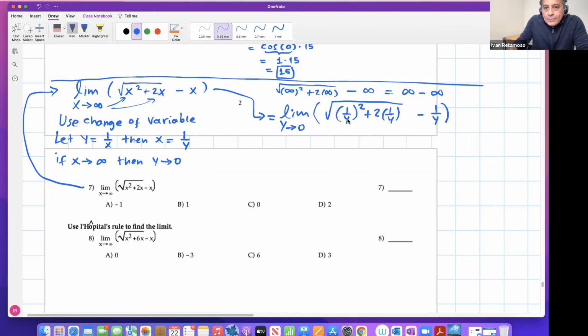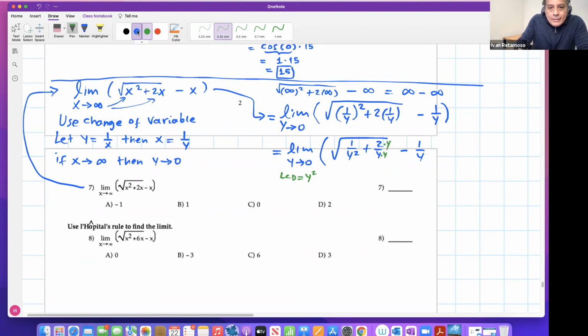Let's do the algebra here, which is a little bit cumbersome, but you will see it's not that bad. 1 squared is 1 over y squared, plus 2 times 1, 2 over y. Look at this sum. Now, taking the LCD of y squared and y, that is just y squared, the one with the highest power. So I have to multiply this by y to get the LCD.